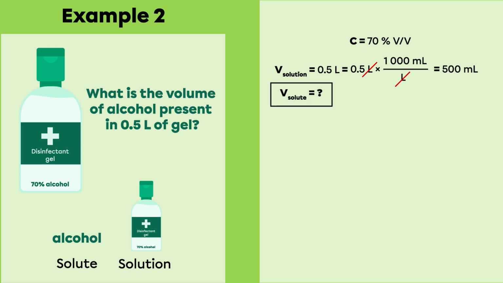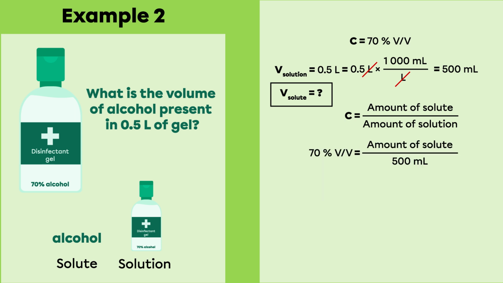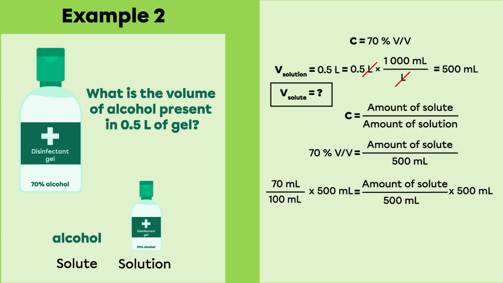The variables are substituted into the concentration ratio, where the volume to volume ratio of 70% corresponds to 70 milliliters of solute per 100 milliliters of solution. We multiply by 500 milliliters on each side of the equal sign, and we obtain 350 milliliters of solute. Therefore, the volume of alcohol present in the disinfectant gel is 350 milliliters.